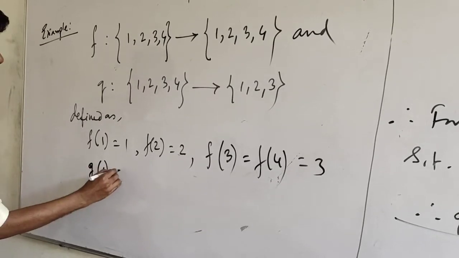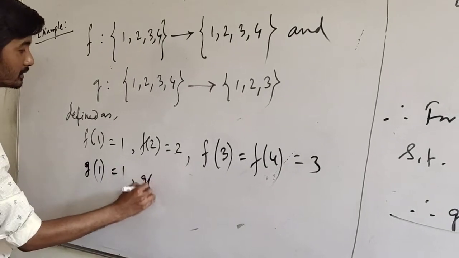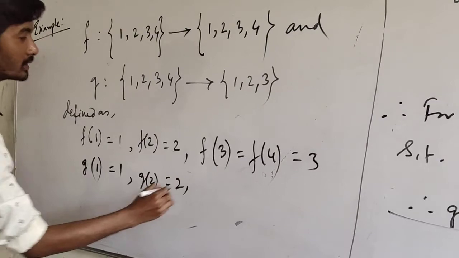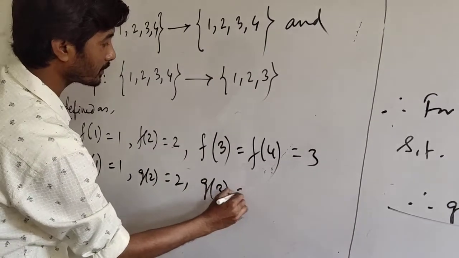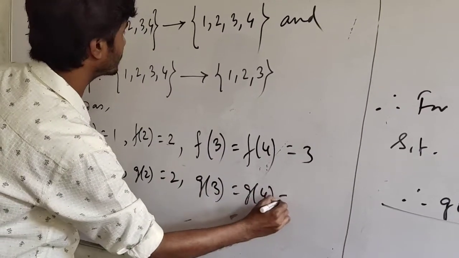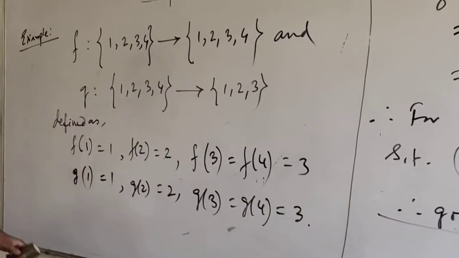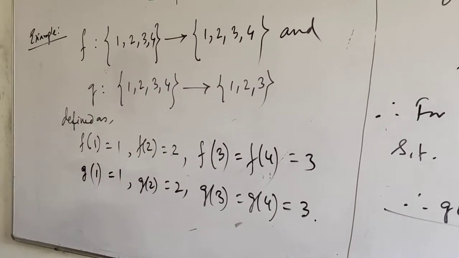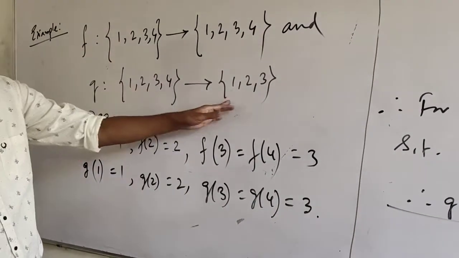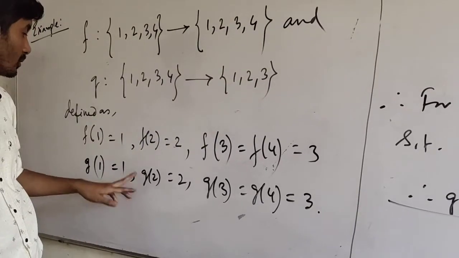Z1 equal to 1, Z2 equal to 2, and Z3, Z4 equal to 3. That is, Z is an onto function because Z is equal to the codomain 1 to 3.